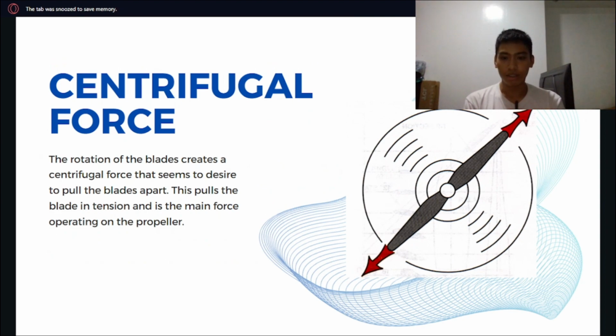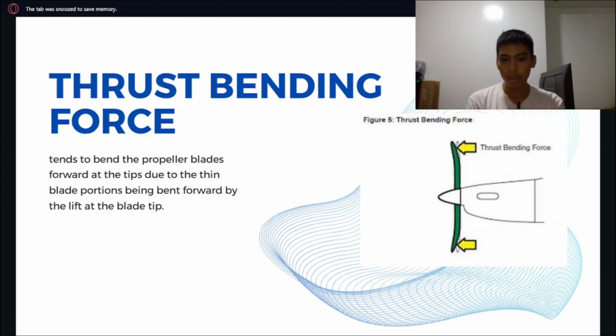One of these is the centrifugal force. The rotation of blades creates a centrifugal force that seems to want to pull the blades apart. This pulls the blade in tension and is the main force operating on a propeller. Next is thrust bending force. It tends to bend the propeller blade forward at the tip, due to the thin blade portions being bent forward by the lift at the blade tip.